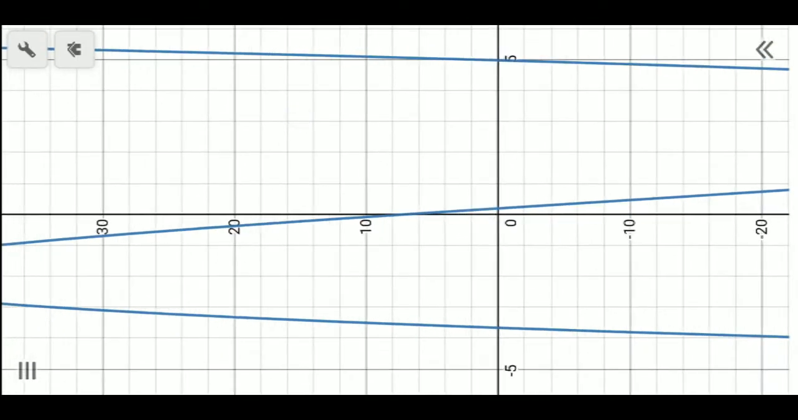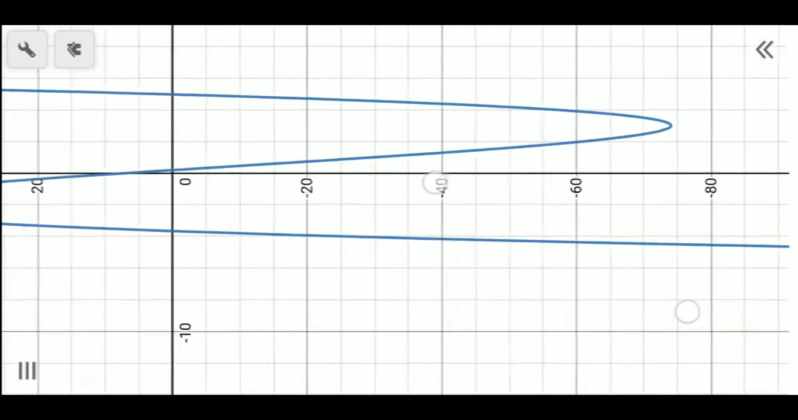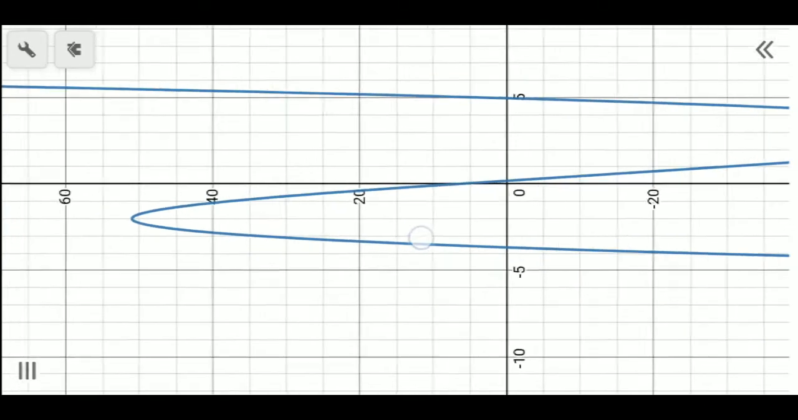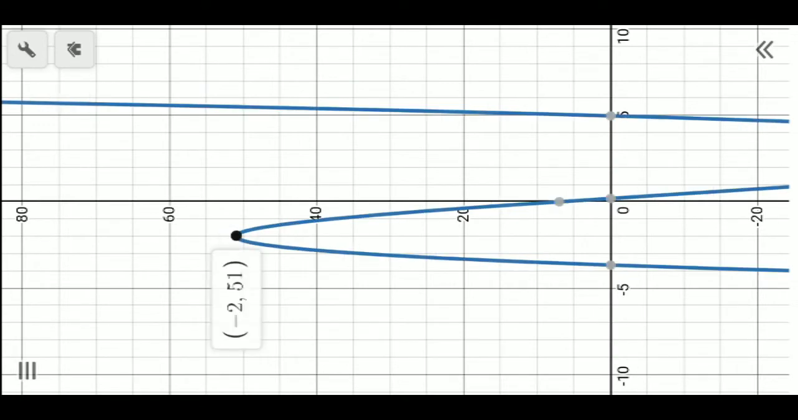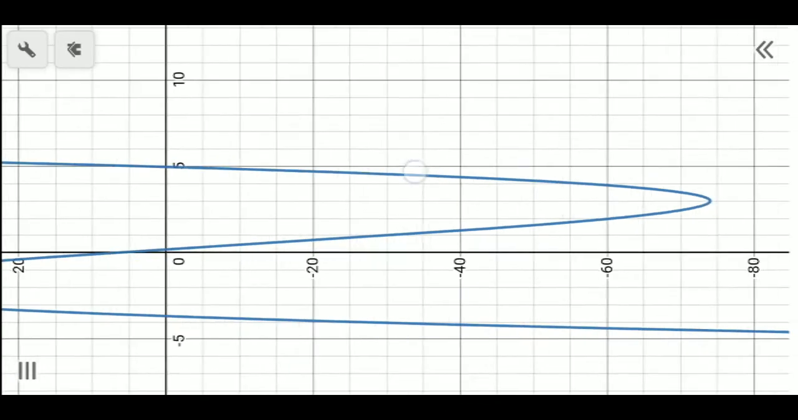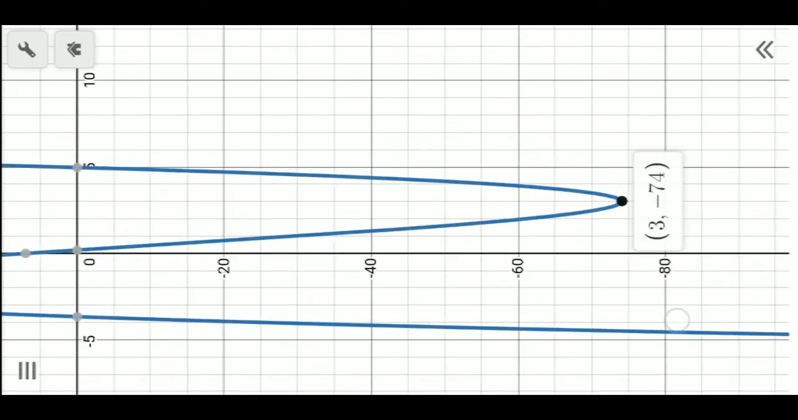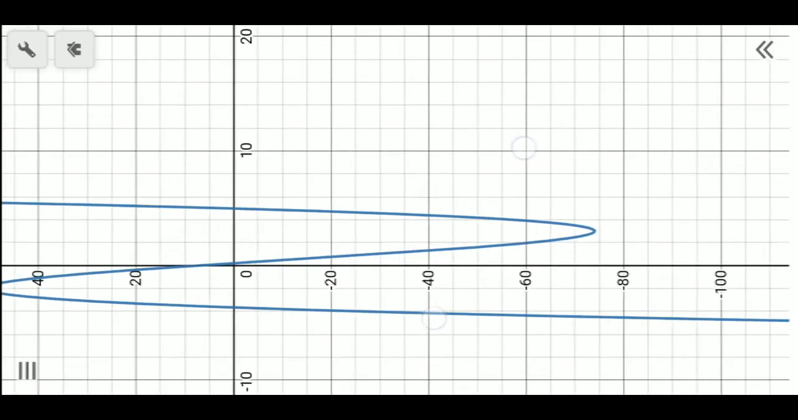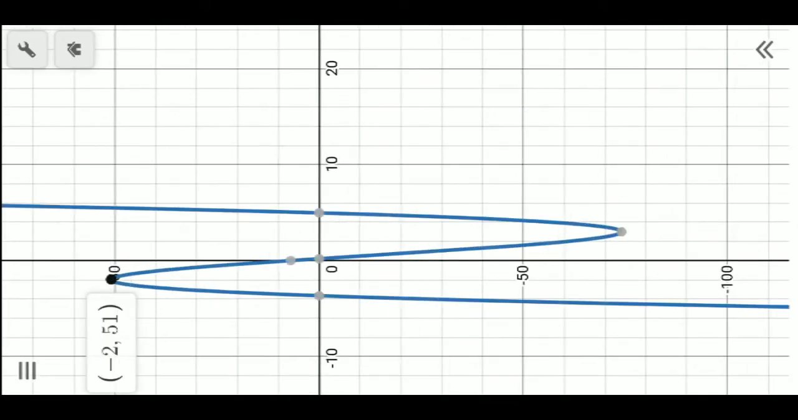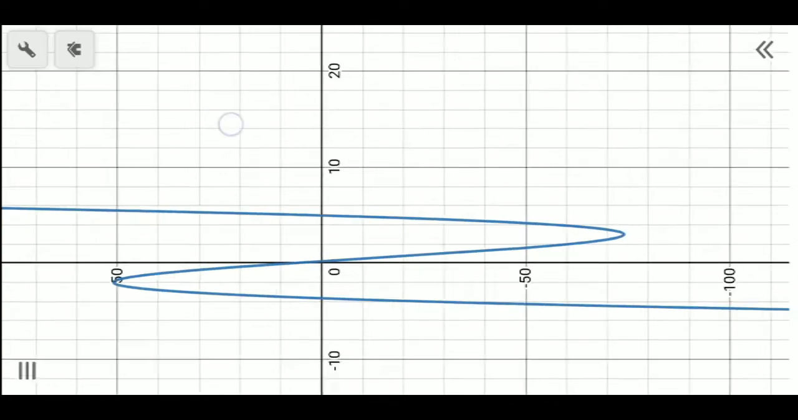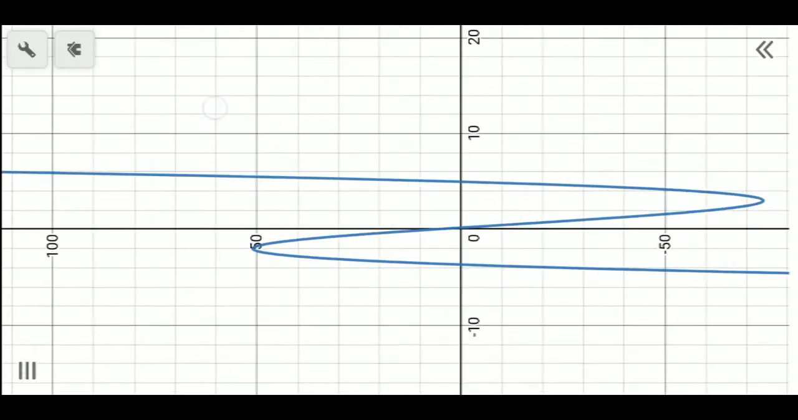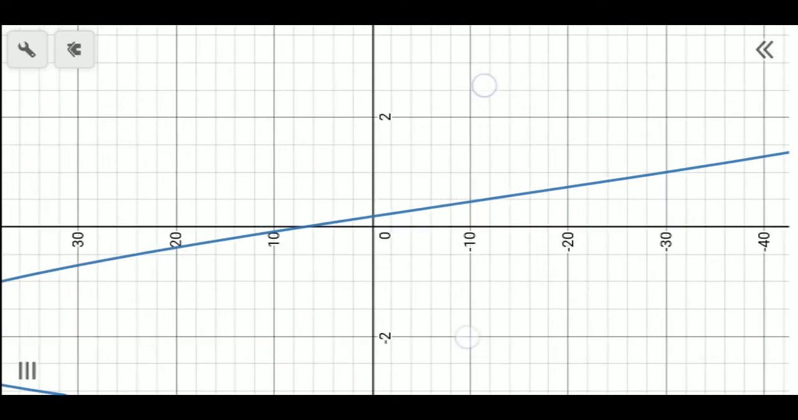You see that the graph is steadily increasing. It is increasing up to which point? Minus 2. Then from minus 2 it starts to decrease, decreasing up to 3. The points we can see are minus 2 comma 51 and 3 comma minus 100. From minus infinity to minus 2, it is steadily increasing. Minus 2 to 3, it is steadily decreasing. Again 3 to infinity, it is steadily increasing. That is what we are seeing diagrammatically.